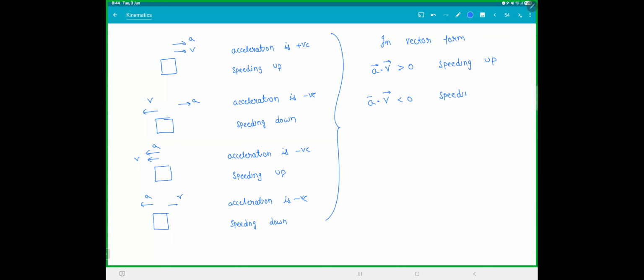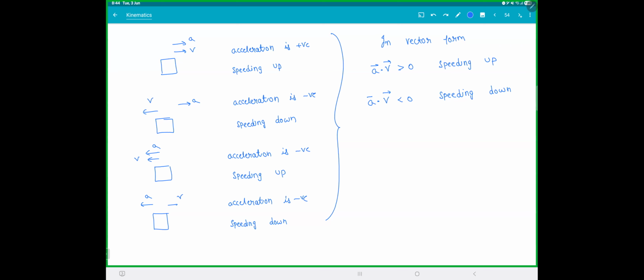If the angle between them is obtuse, then the particle speed will decrease. If the angle is acute, the particle speed will increase. So this is the vector form. If someone asks you in 3D, this is how you do it. In 1D, it is easy. Just look at the direction of A and V. This is the concept of speeding up and speeding down.